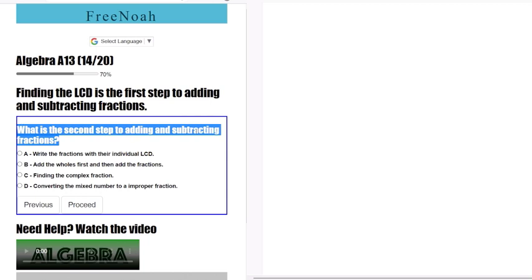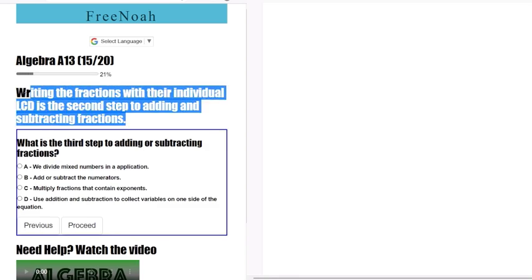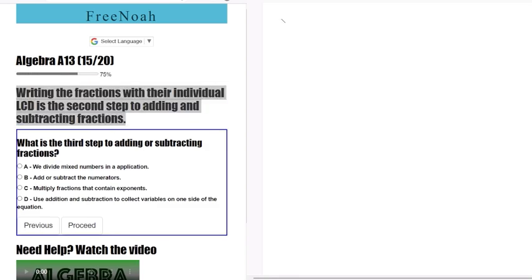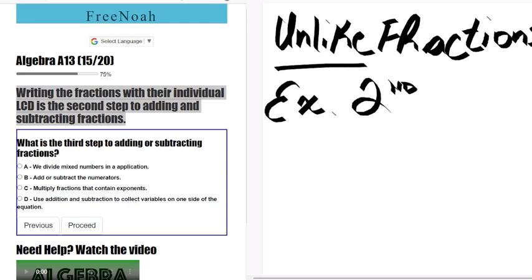What is the second step to adding and subtracting fractions? So, writing the fractions with their individual LCD is the second step to adding and subtracting fractions. So we have unlike fractions, and we're going to state here the second step.